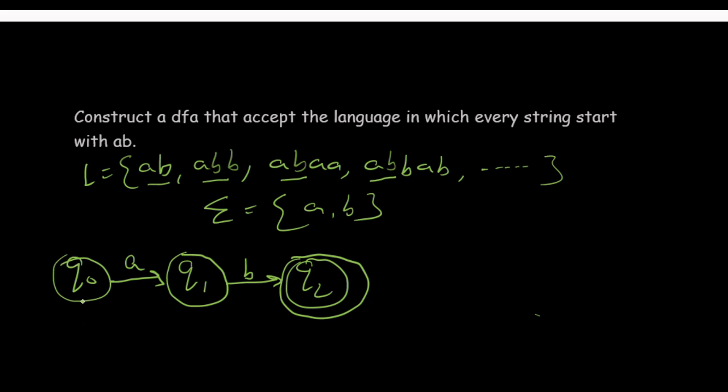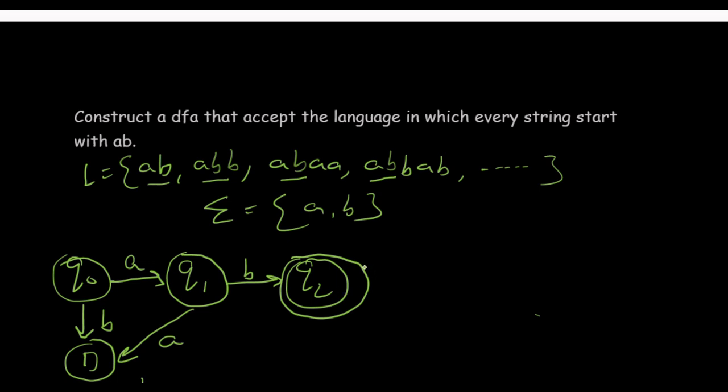Now let's complete it. Suppose in the starting we get B, because we have to start with AB. If we get B, we will reach a dead state, and once we are in the dead state, whether we get A or B, we will remain in the dead state. Now let's come to state Q1. At Q1, if we get A, again we will go to the dead state, because we need AB in the starting, and if we get AA, then that string will not be accepted and will result in the dead state.